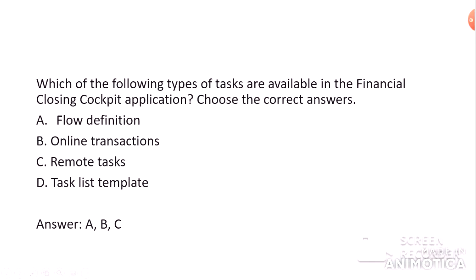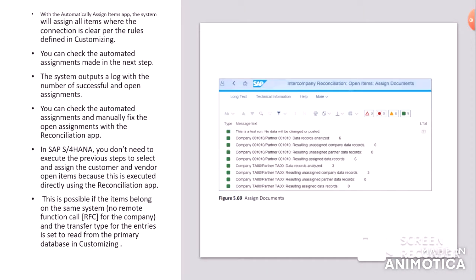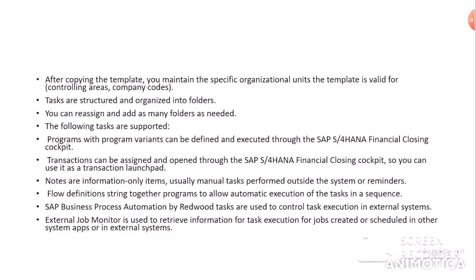So flow definition, online transactions and remote tasks. So SAP business process automation and external job monitor and programs with program variants.